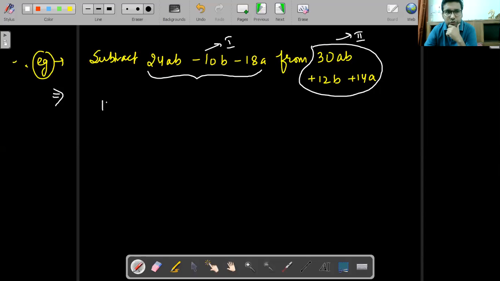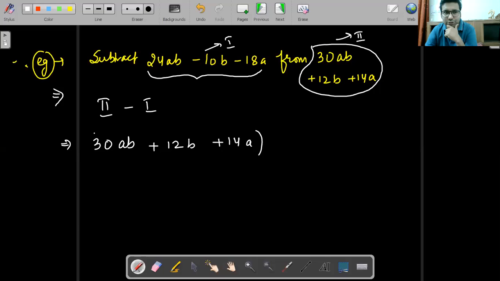Second will come first. We will have second minus first. So we can write the question as 30ab plus 12b plus 14a, first expression, minus second expression, 24ab minus 10b minus 18a. Class, you can observe I have used brackets.